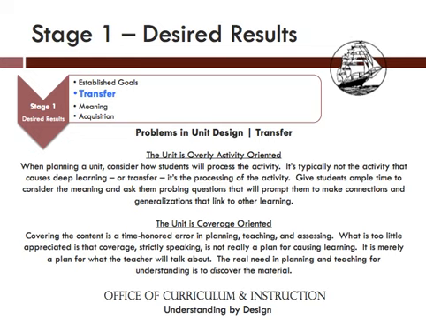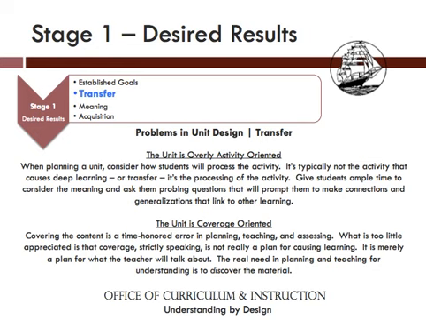And the other end of that spectrum is that the unit is coverage oriented and it doesn't bring in enough of the activities. So we're really talking about having that balance of having strategically designed activities that are going to support the content coverage that's happening in the classroom. So specifically when units have too much coverage going into it is that there's no real plan for causing learning, as it says here. It's merely a plan for what the teacher will talk about. And the real need in planning and teaching for understanding is to discover the material. Right. We move beyond cover to discover.